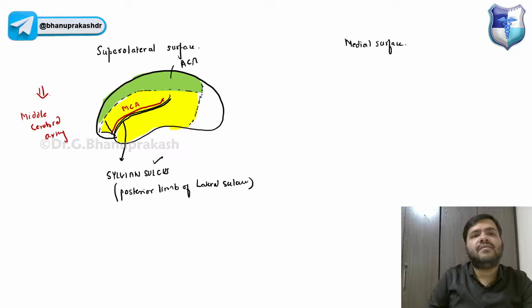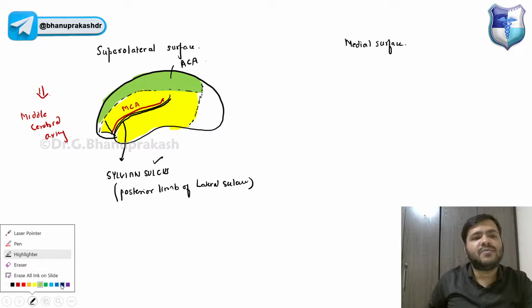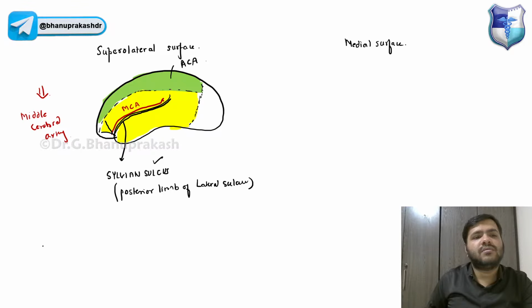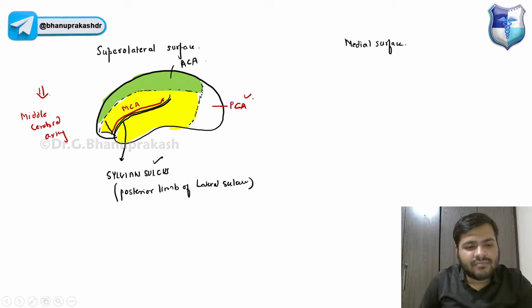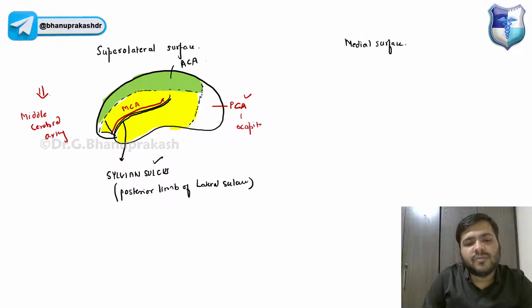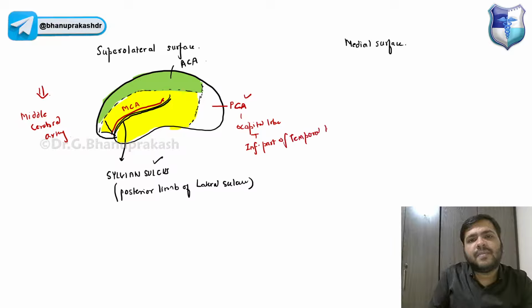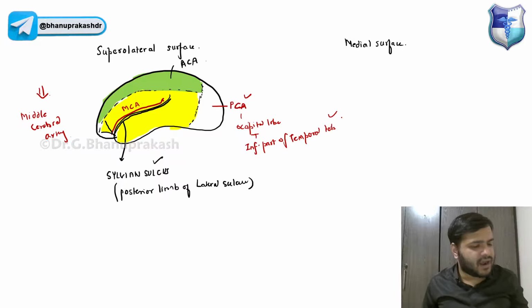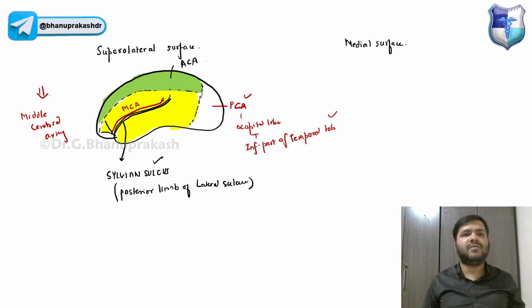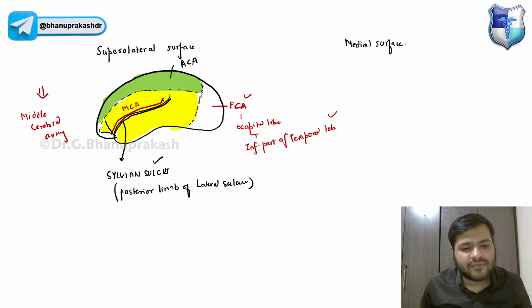It is supplied by the anterior cerebral artery. And in the superolateral aspect, if you look at the posterior part, it is supplied by the posterior cerebral artery. That is the occipital lobe, right? At the back it will be the occipital lobe, along with the inferior part of the temporal lobe. So it is basically supplied by the posterior cerebral artery only. So that is something you have to remember.